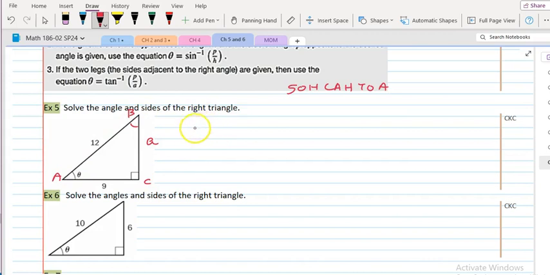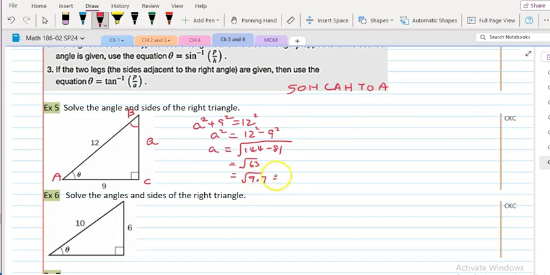Side A is easy because you can use Pythagorean theorem, right? A squared plus 9 squared is equal to 12 squared. So A squared is equal to 12 squared minus 9 squared. Subtract first before you do the square root. It will be 144 minus 81. In the calculator, 144 minus 81. That is equal to square root of 63. Square root of 63 is 9 times 7, so it will be 3 root 7.